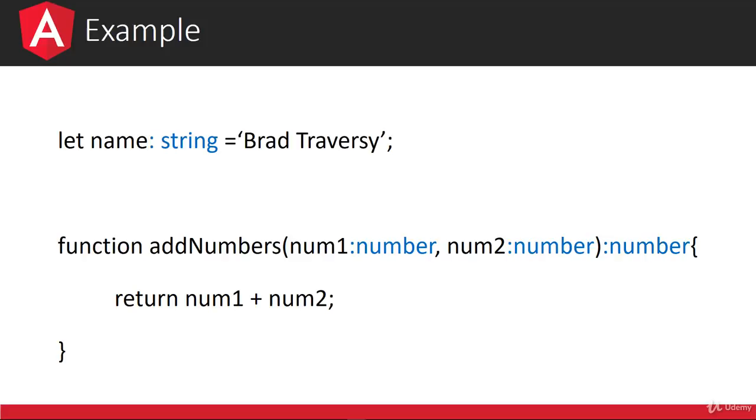Now, in addition to adding types to plain variables, we can also add types to function parameters and function return values. You can see here we have a function called addNumbers with two parameters, num1 and num2, and we're saying that both of these have to be a number. And then we're also saying the return value for this function has to be a number. We're returning num1 plus num2, which will be a number, so everything should be fine in this situation. But we can assign types to variables, parameters, and function returns.